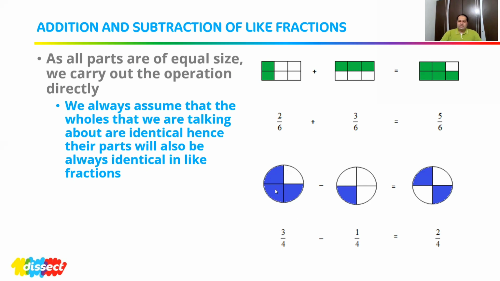So this section here is common with this section here. If we remove it, we are left only with 2 sections out of 4 which are selected, right? So 2 by 4 is our answer. Now this is pretty straightforward, very simple to understand, very simple to perform. There is slightly more complexity in unlike fractions, and let us see how we do that.